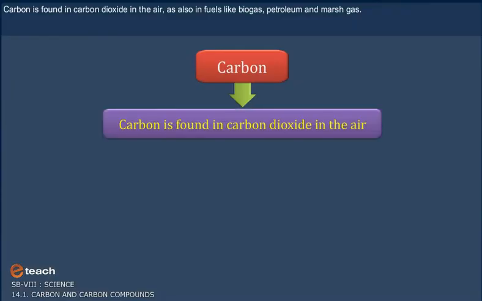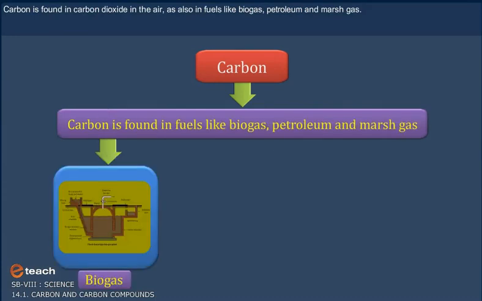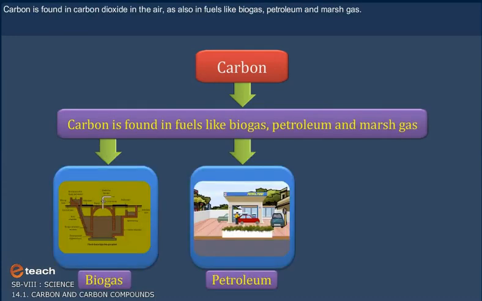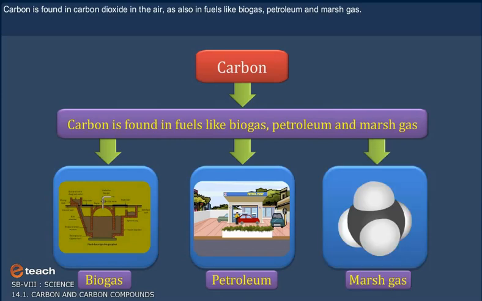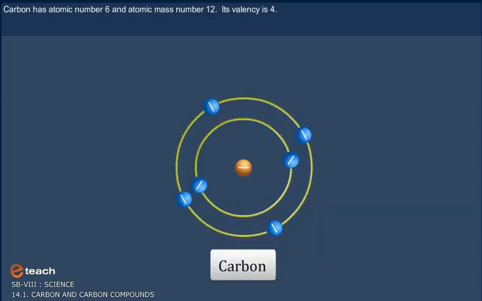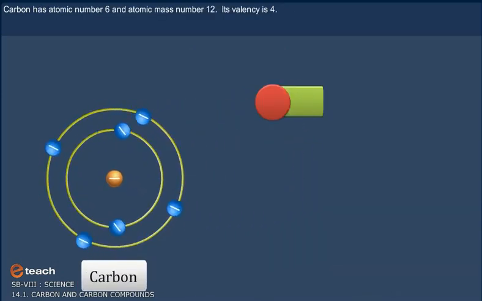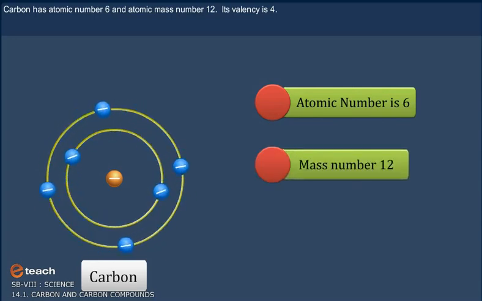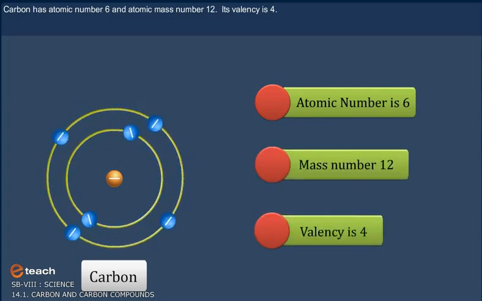Carbon is found in carbon dioxide in the air, as also in fuels like biogas, petroleum, and marsh gas. Carbon has atomic number 6 and atomic mass number 12. Its valency is 4.